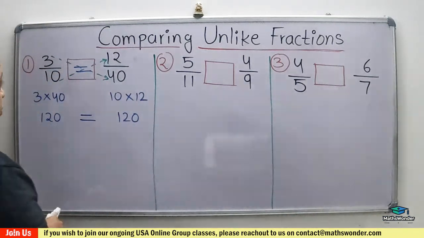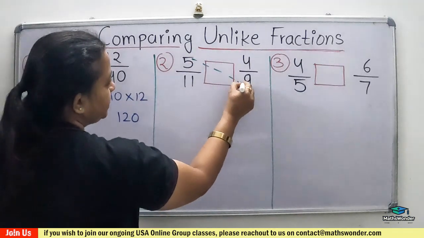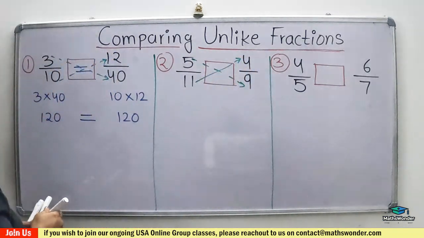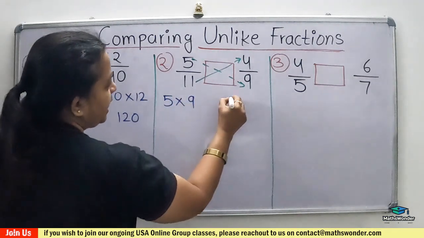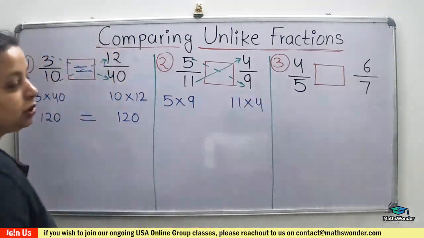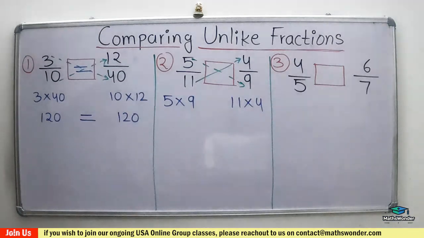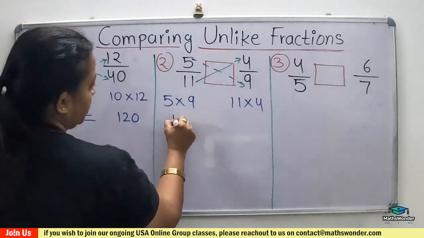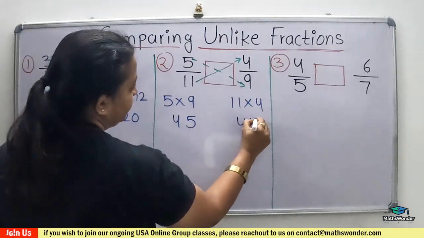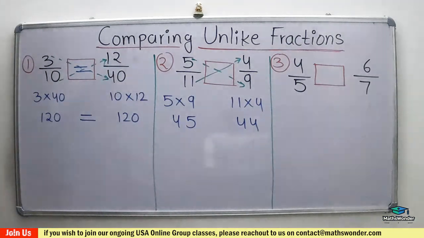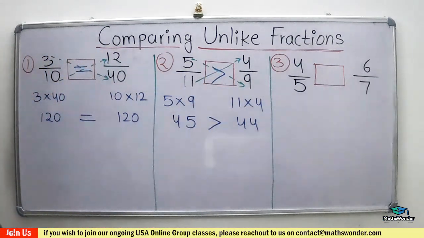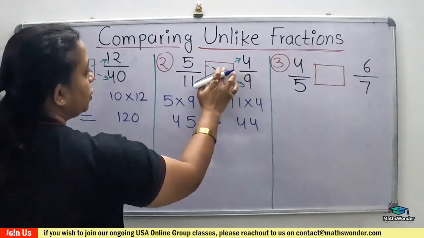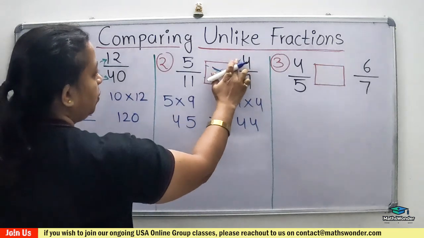Now the same cross multiplication method applies in the second pair. 5 times 9 and 11 times 4. Do the normal multiplication: 5 times 9 is 45 and 11 times 4 is 44. Now check which is greater, 45 and 44. Definitely 45. So the fraction on the same side as 45 will be greater. Okay, this cross multiplication we can remove it now.